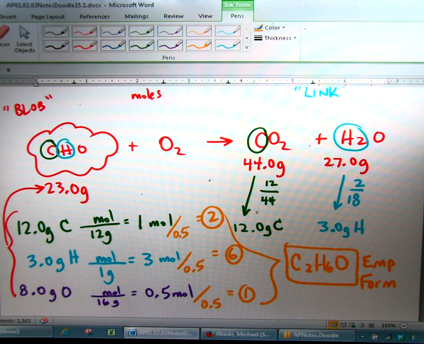This will help you with your homework tonight on number 79. And even though they're using milligrams in 79, you could just pretend they're all grams and they'll be the same answer.